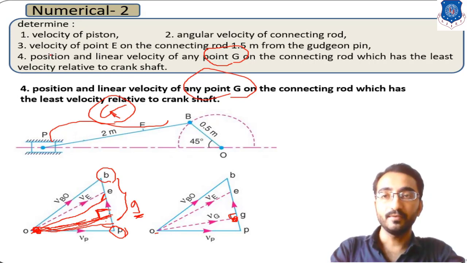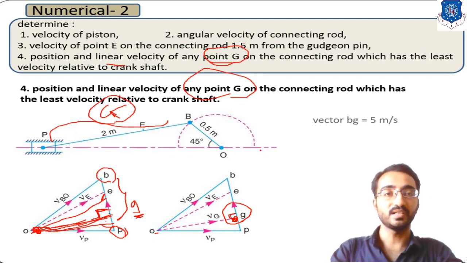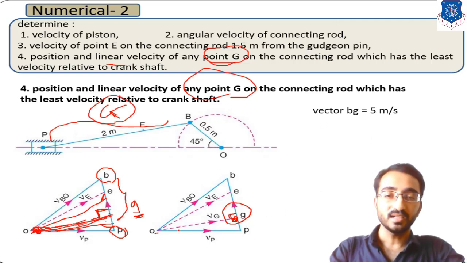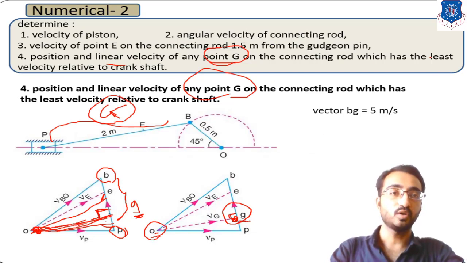Okay, now we have to calculate the linear velocity of point G. Now to calculate the linear velocity, we must calculate it from OG. So we can simply say vector OG. Okay, now if you consider that OG line, then it will be its absolute velocity. Now on the connecting rod, which has the least velocity to crankshaft with reference to crank. Okay, so over here you have to calculate the velocity with reference to crankshaft.